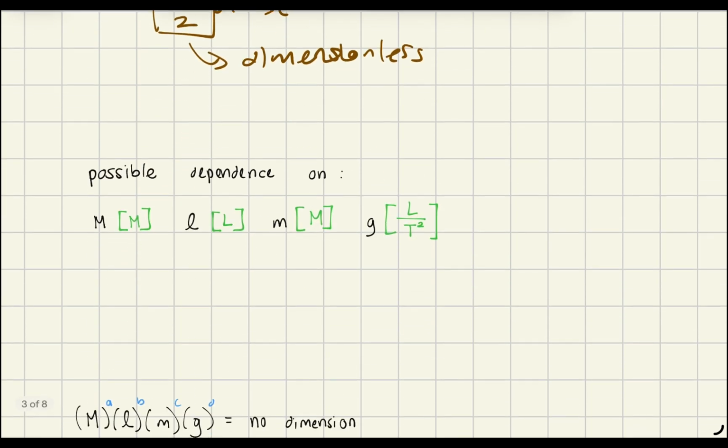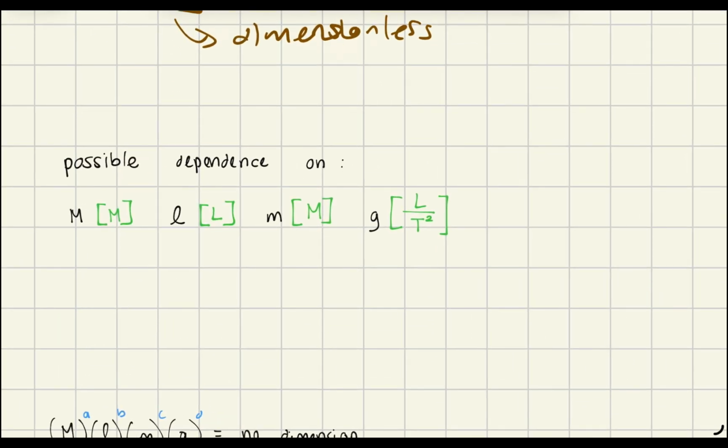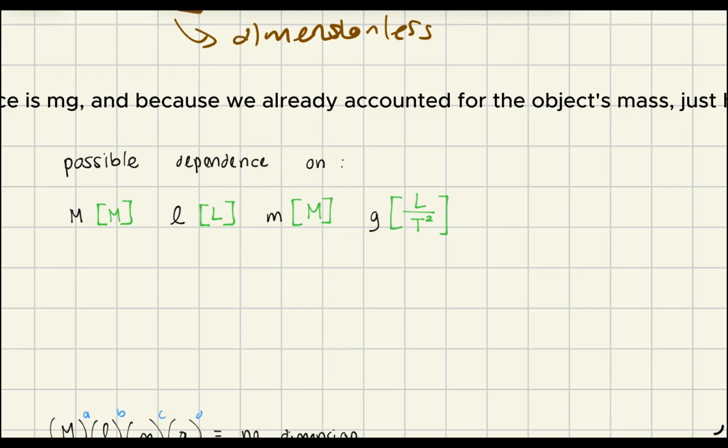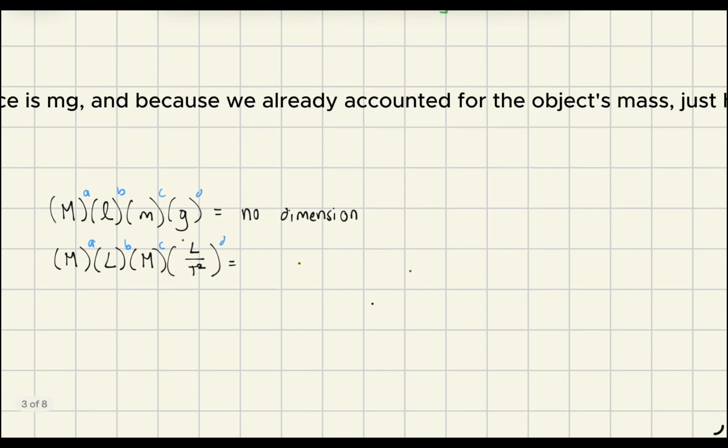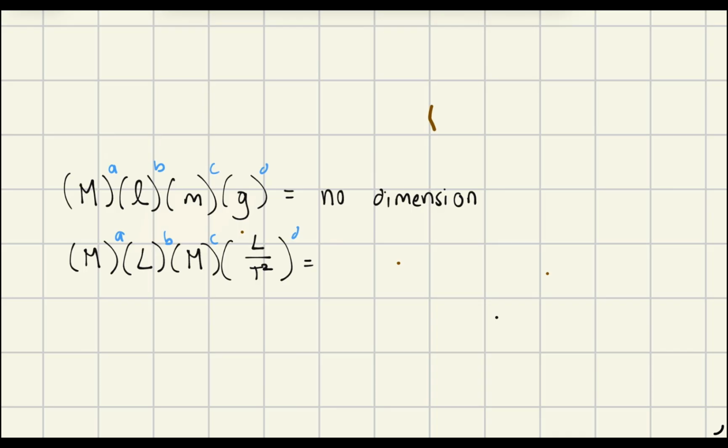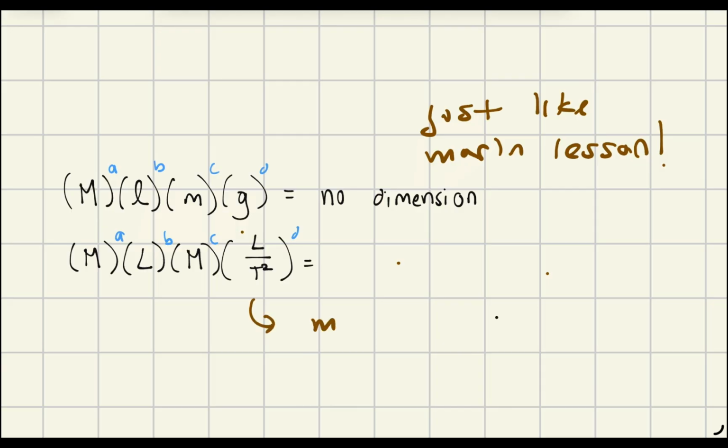So now we also have to look at its possible dependence. It can depend on M, the length, the lowercase m, or the force. And in this, we know that the only force we have is the gravitational force. So we can set it equal to M to the power of a times L to the power of b times m to the power of c times g to the power of d is equal to no dimension. And with that, now we can set them to their dimensions. All of them have their intuitive dimension except maybe g, which is, as you know, meters per second squared usually. So that's L over t squared.